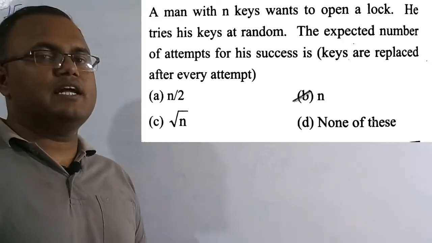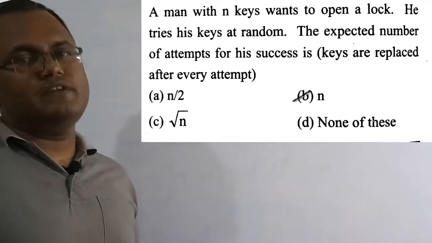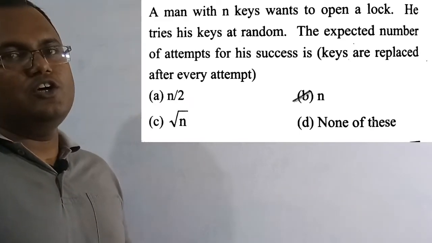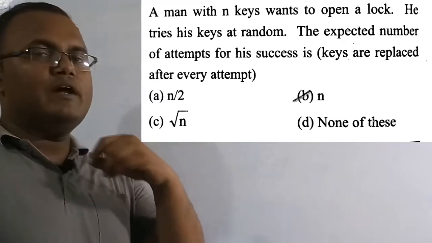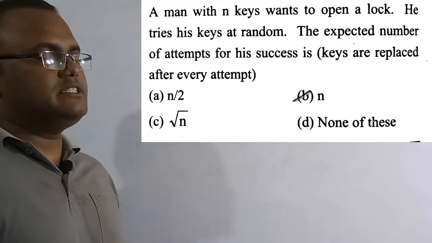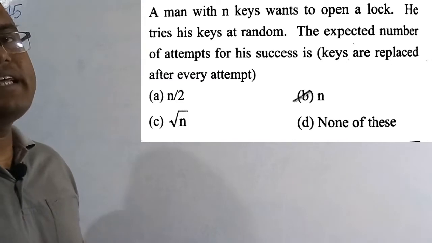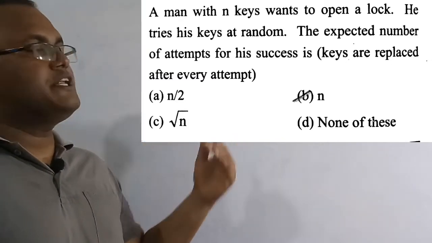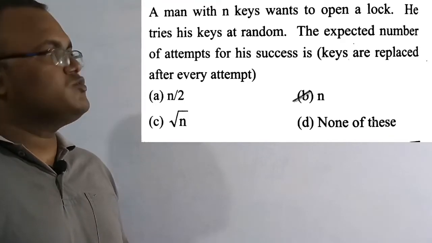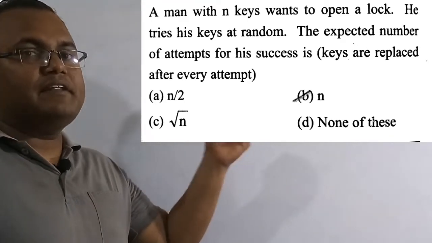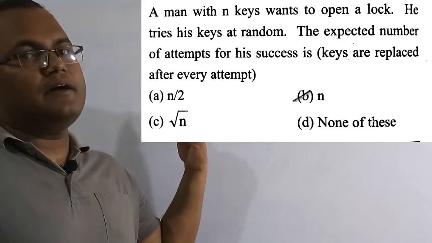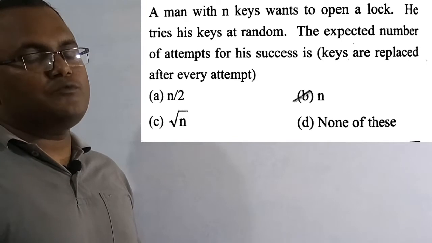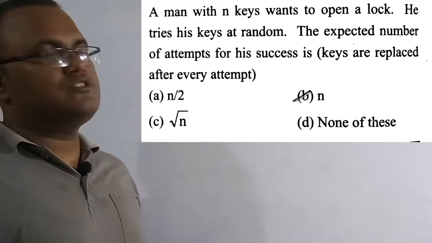In this question they are saying that suppose a man has n number of keys and he wants to open a door with a key. Out of these n keys, only one key is the correct one and the remaining keys are the wrong ones. So we see in how many expected attempts he can open the door with the help of these keys. After every attempt he is going to put the key back, so he is replacing everything again.